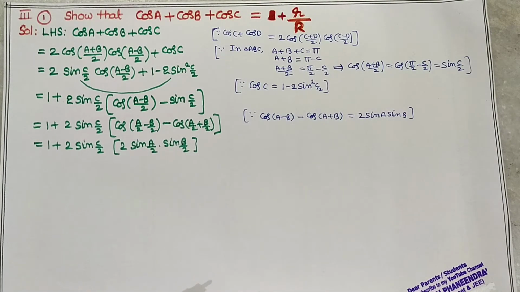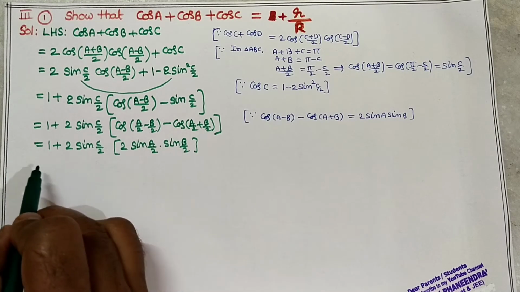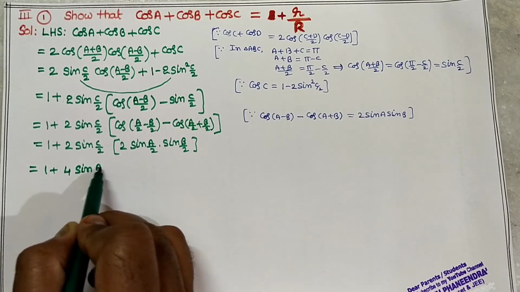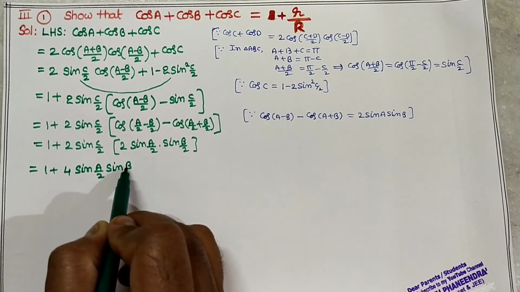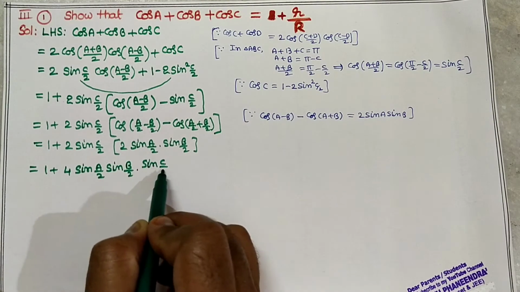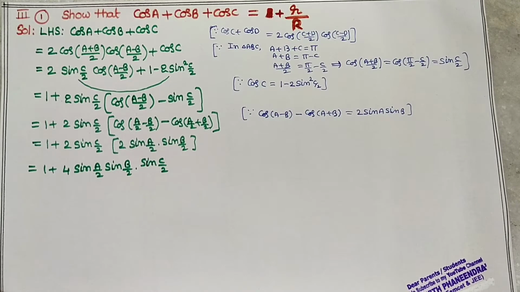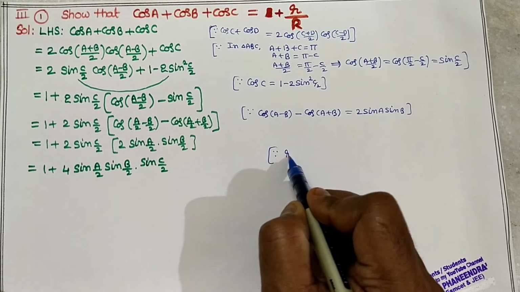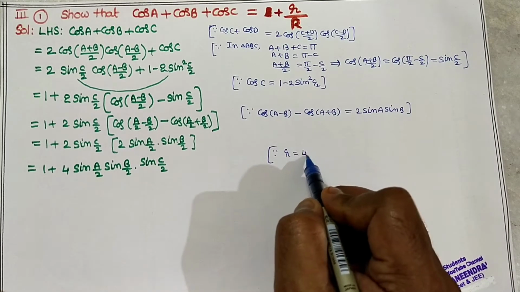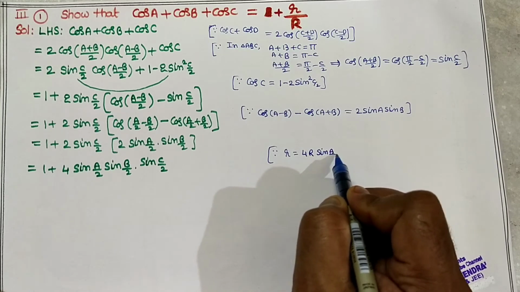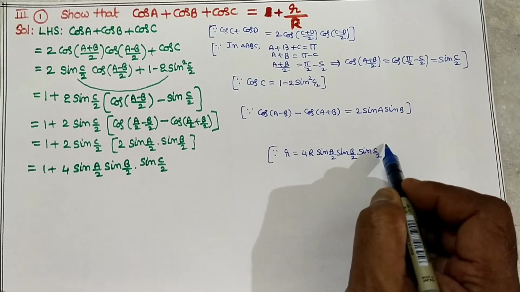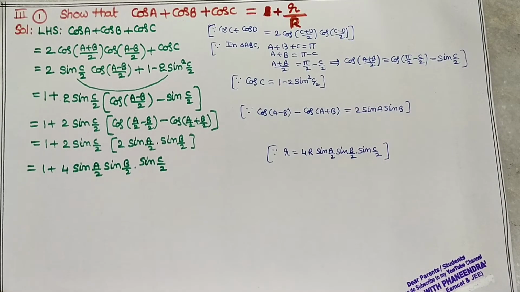So it will become 1 plus 2 into 2 is 4, sin A by 2, sin B by 2, sin C by 2. Here is the turning step, observe carefully. We know the small r value: small r equal to 4 capital R sin A by 2 sin B by 2 sin C by 2. This is the formula which we discussed in the earlier classes in properties of triangles. Dear students, small r equal to 4 capital R sin A by 2 sin B by 2 sin C by 2.